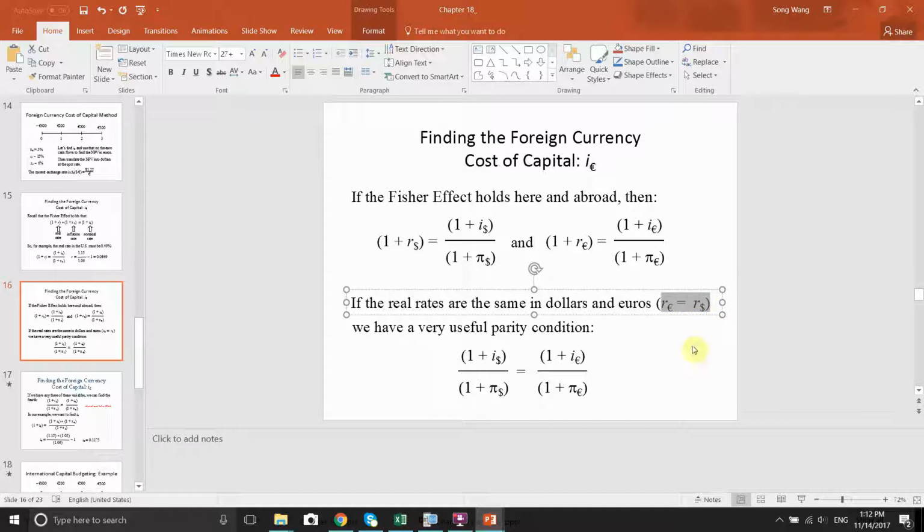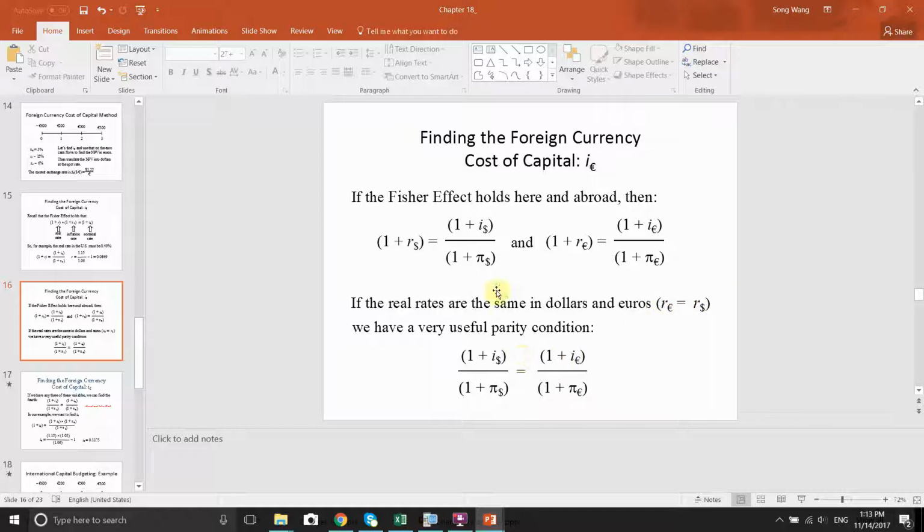If one is higher than the other, then capital will flow from the low return region to the high return region. And when the low return region lacks capital, the return will be higher. And when the high return region is flooded with capital, the return will be lower. And eventually, the real return will converge to the same level.